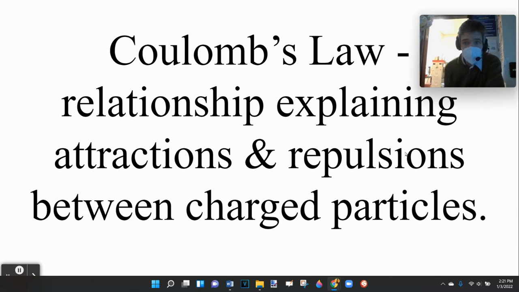All right, so here is the law. The law doesn't explain why there are attractive or repulsive forces. Basically, understanding the law will allow you to know that when these things change, how it affects the overall force.